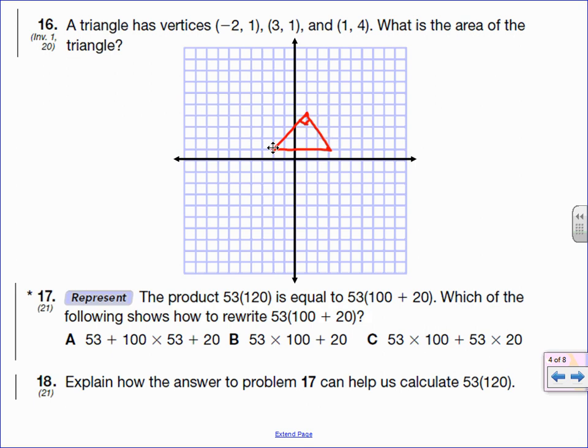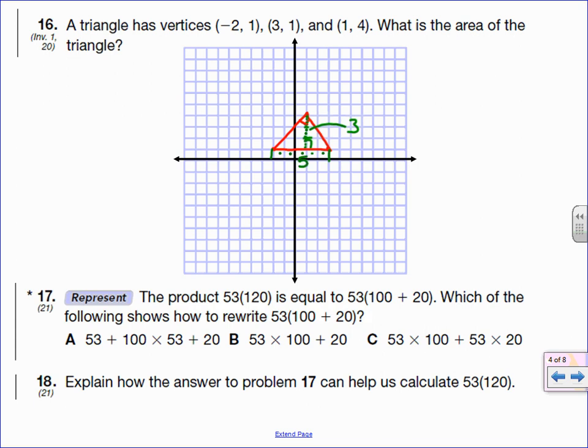I can drop down a perpendicular line here. Remember when we were talking about the base and the height? So I can call this the height, and this height here is 1, 2, 3. And this distance here is 1, 2, 3, 4, 5.